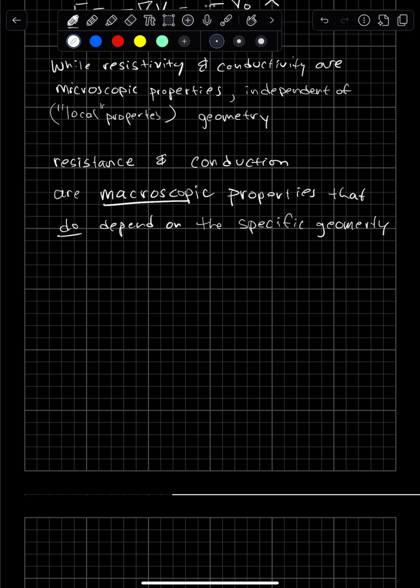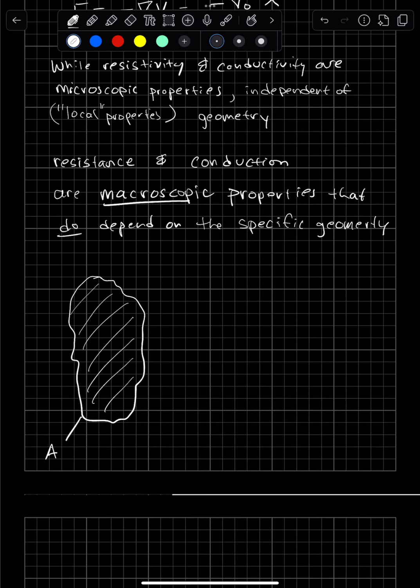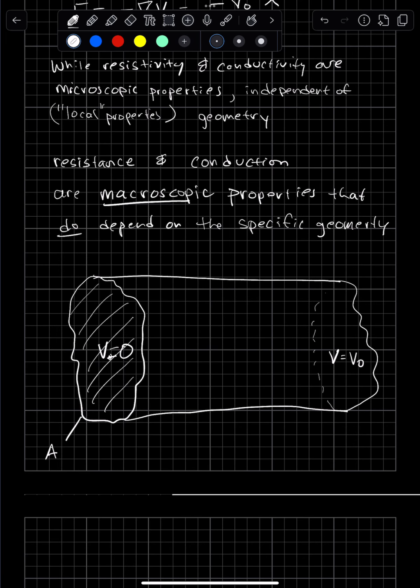Okay. So let's go back to our wire, and I'm just going to redraw it. But we're going to bear in mind that this cross section has an area A. And again, remember, this is V equals 0. Here's the rest of the wire. This is V equals V naught. And this is E equals negative V naught over L in the z hat direction.